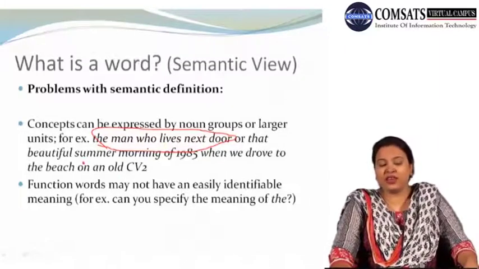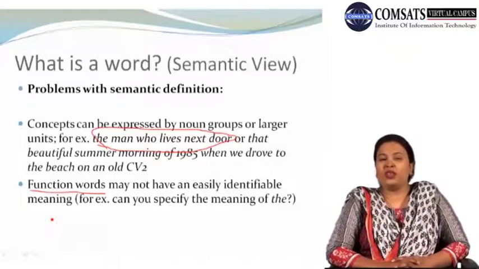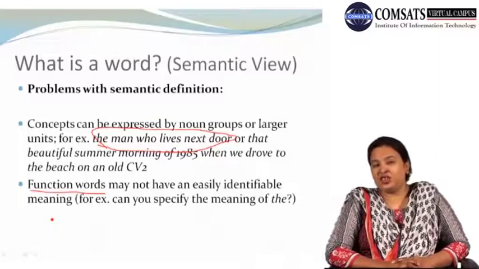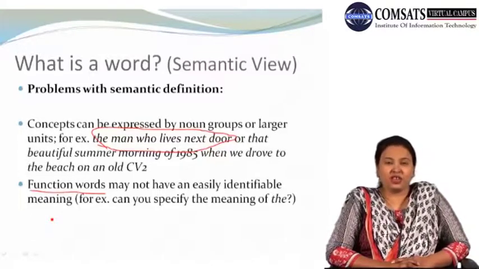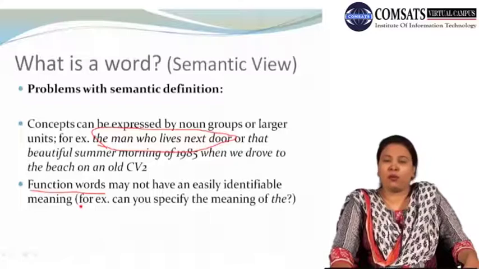Another problem with the semantic definition is function words. Yes, function words have certain functions within sentences, but they do not have any content. So should I accept that these function words are not words? But in reality, we call them words, like prepositions, conjunctions and interjections. But if I accept the semantic definition, then they do not appear to be words. So this way, the semantic definition has certain problems as well.